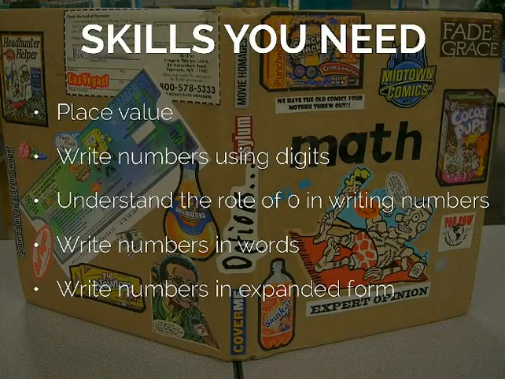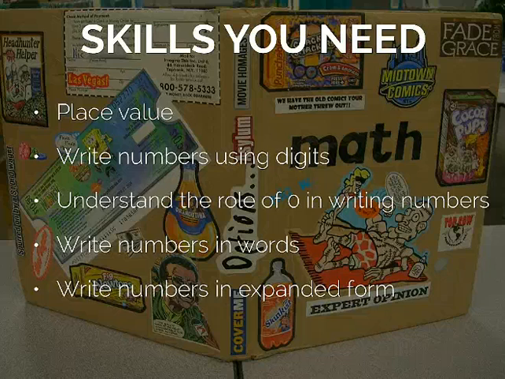So skills, these are not operational skills. These are things that you just need to be able to do with numbers. So you need to understand our place value system. It's base 10. You need to understand how it works, what the columns are called. You need to be able to write numbers using digits. So if I said to you the number 6,055, you could write that down as a number. You need to be able to understand the role of 0 in writing numbers. So if we think about what 6,055 looked like using digits, what is the role of 0 in that number?